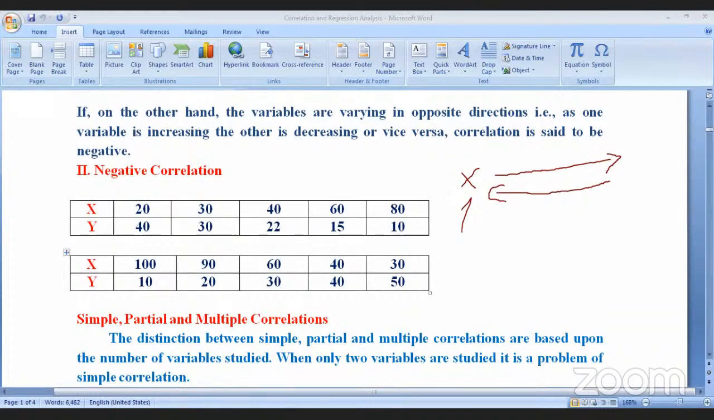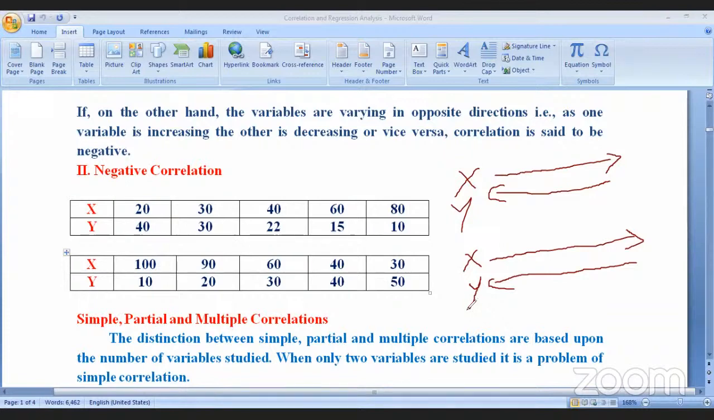Negative correlation. Here in negative correlation, you observe one more example. See x and y: the x values 100, 90, 60, 40, 30 are decreasing, and the y variables 10, 20, 30, 40, 50 are increasing. X is decreasing and y is increasing in the second case. In the first case, x is increasing and y is decreasing.